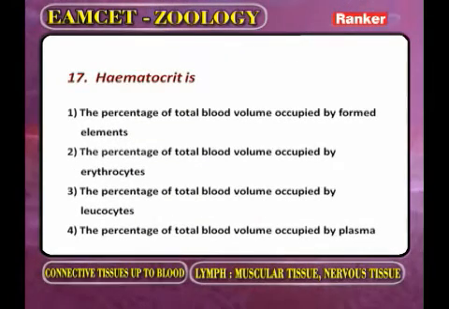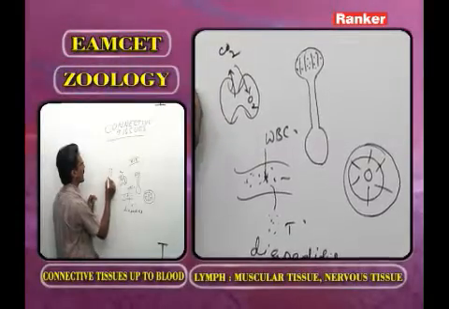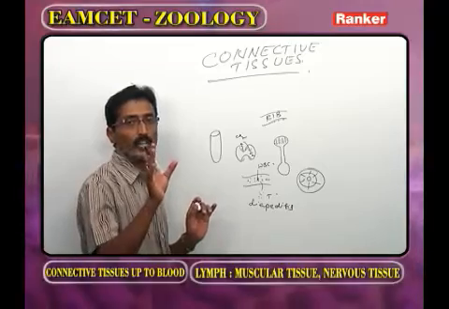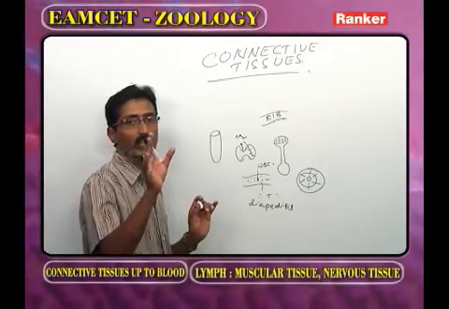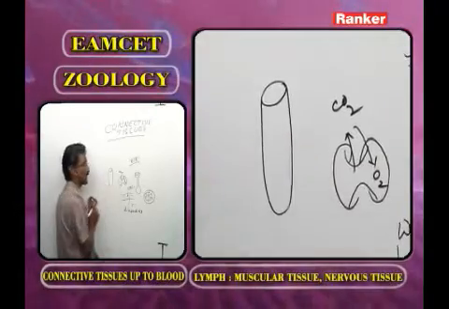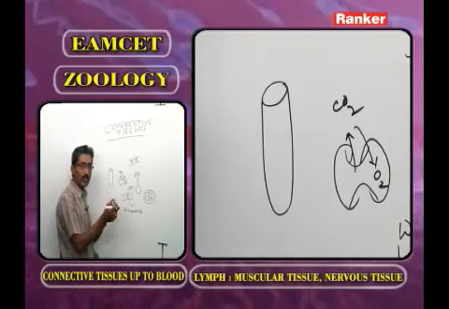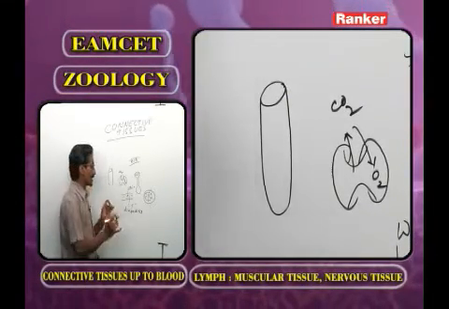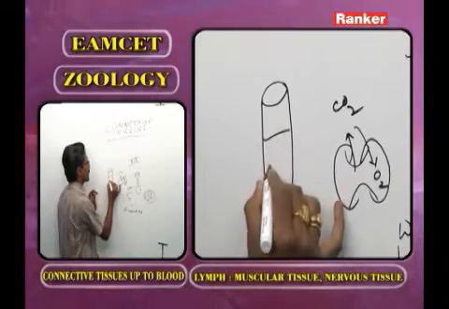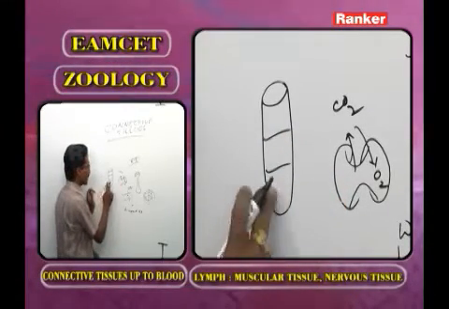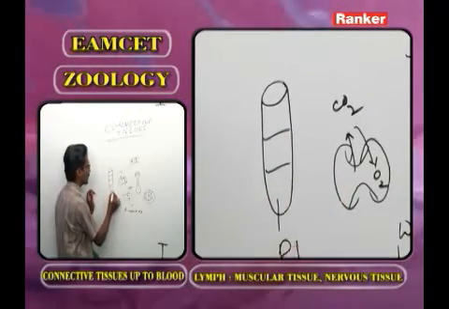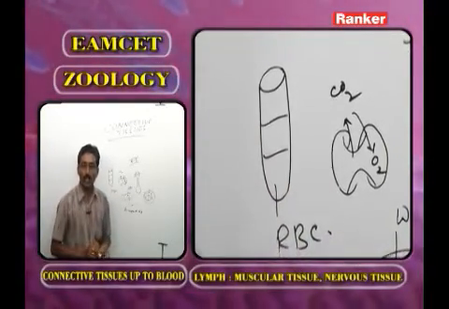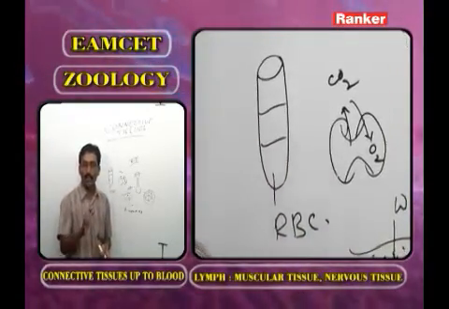Hematocrit. Now as we observe the introductory part of the fluid connective tissue, in the fluid connective tissue, one we call blood plasma and the second one we call lymph. Now this is the test tube. In the test tube, we have to take a small amount of blood. Now it is subjected to centrifugation. In the bottom part, what is present? The RBC. This is the hint for this question. Now you have to identify.